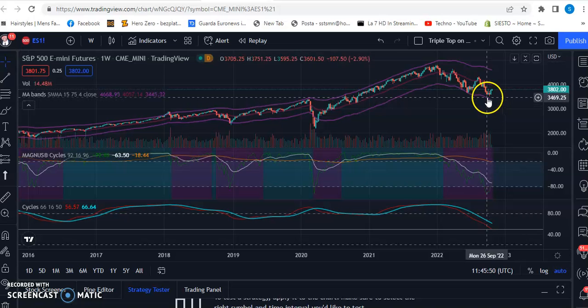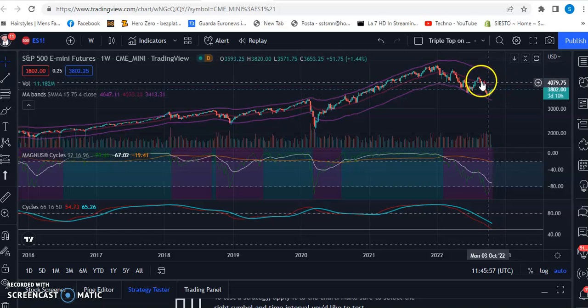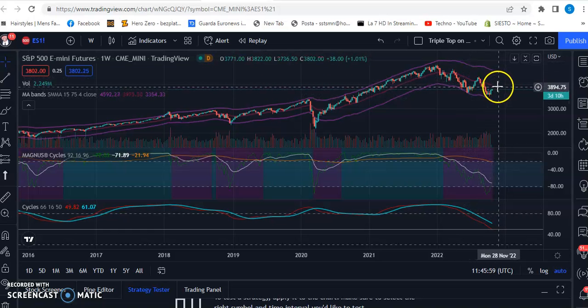Right now, as we see, the price has almost hit the lower band, so we should be expecting a rebound till here, to the moving average around 4,000 points, from where again we should be experiencing a new movement down.